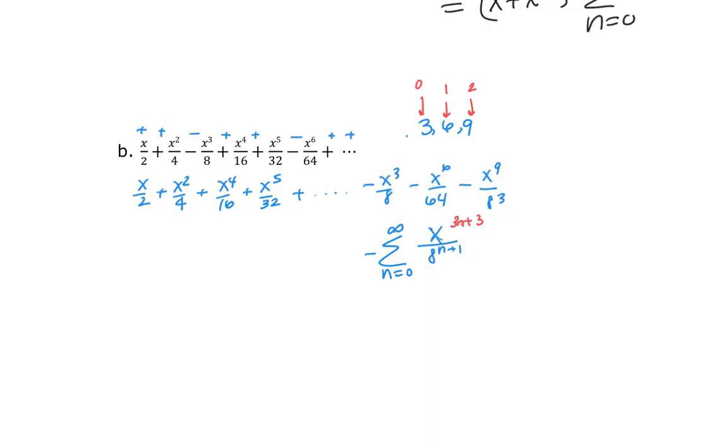So I put in 0, I get 3. I put in 1, I get 6. I put in 2, I get 6 plus 3, which is 9. So I think that's the power on that one. So that takes care of this grouping.